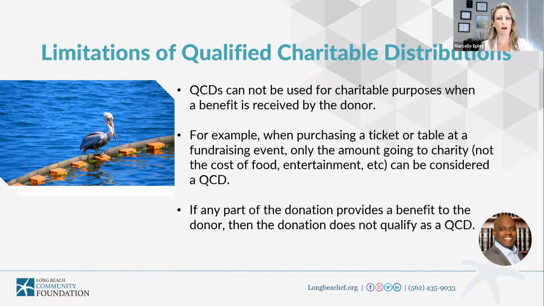So if you are wanting to use some of your required minimum distribution to purchase a table, the best way to do that is to contact the charity directly and ask them for what is that amount that I'm receiving a benefit, like the meals and entertainment, and what is the portion going to charity? It's kind of an interesting question to ask anyway, right? Just to see how they're financing everything.